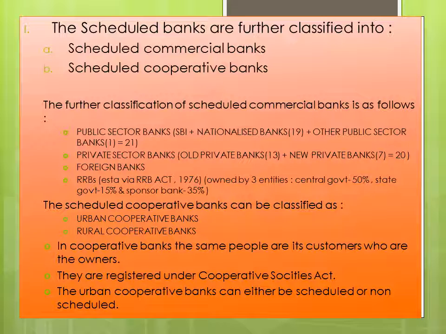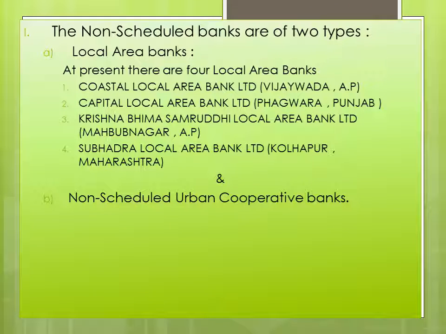The scheduled cooperative banks can be classified as the urban cooperative banks and the rural cooperative banks. In cooperative banks, the same people are its customers who are the owners. They are registered under the Cooperative Societies Act. The urban cooperative banks can either be scheduled or non-scheduled. The non-scheduled banks are of two types, that is the local area banks and the non-scheduled urban cooperative banks. At present, there are four local area banks: the Coastal Local Area Bank Limited, Vijayawada, Andhra Pradesh; the Capital Local Area Bank Limited, Phagwara, Punjab; the Krishna Bhima Samruddhi Local Area Bank Limited, Mahbubnagar, Andhra Pradesh; the Subhadra Local Area Bank Limited, that is in Kolhapur in Maharashtra; and some non-scheduled urban cooperative banks.